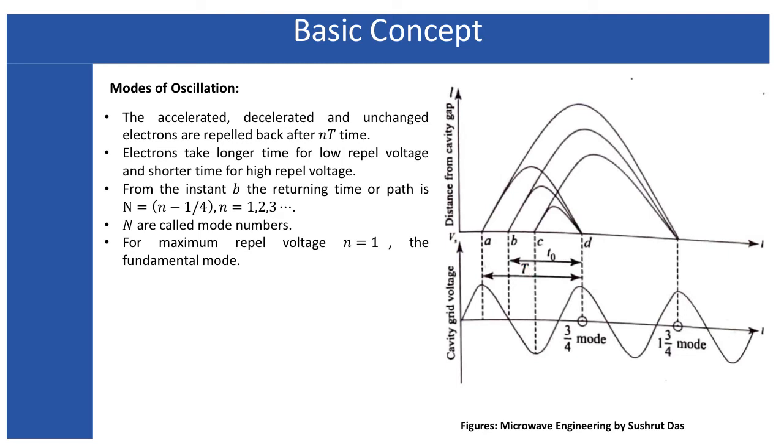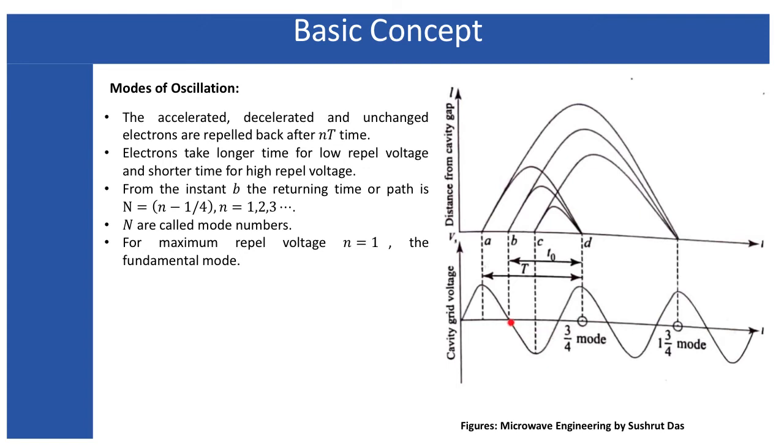But the calculations will be done with respect to the time instant from where the electrons are leaving the cavity with unchanged velocity, that means with this time instant. So with respect to this time instant and when they are reaching back to the cavity again, this time duration is denoted as T naught, and this 3/4 mode, 7/4 mode is generally considered with respect to this time instant. You can see, if you divide this T duration or 2 pi duration into 4 sections, 1 2 3 4.